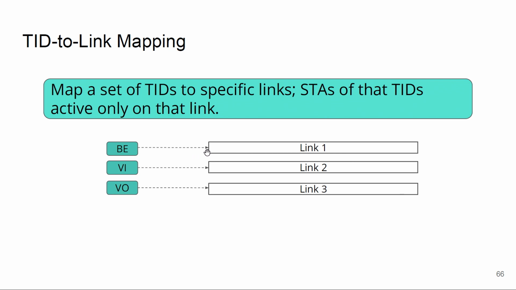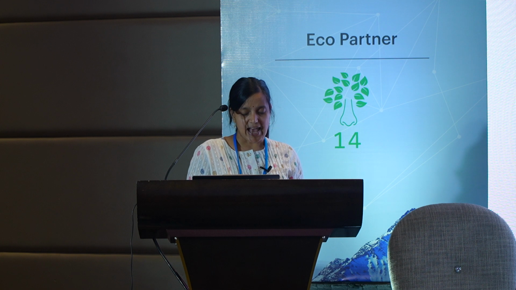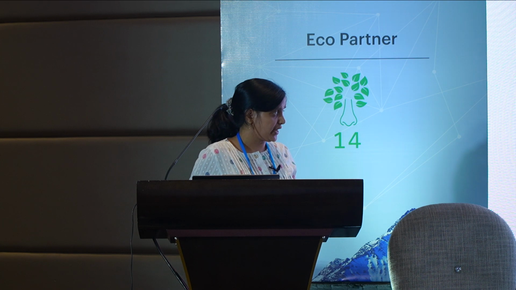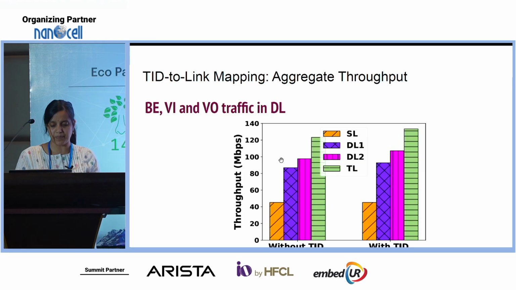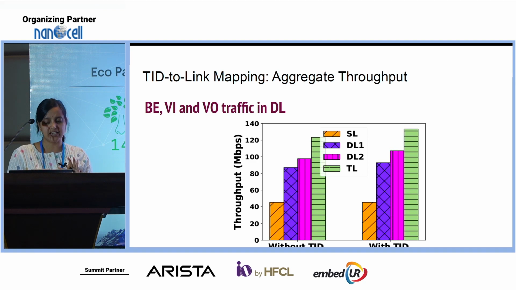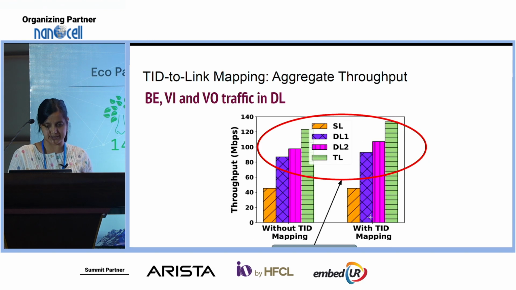Suppose I say best effort only on link 1, voice on link 2, video on link 3, this type of separation I do. And then we did some simulations with this TID to link mapping. So this throughput graph, again, without TID to link mapping and with TID to link mapping. We can see that the throughput increases with multiple links, and the throughput increases more with TID to link mapping than without, and of course, compared to single link the throughput increases.